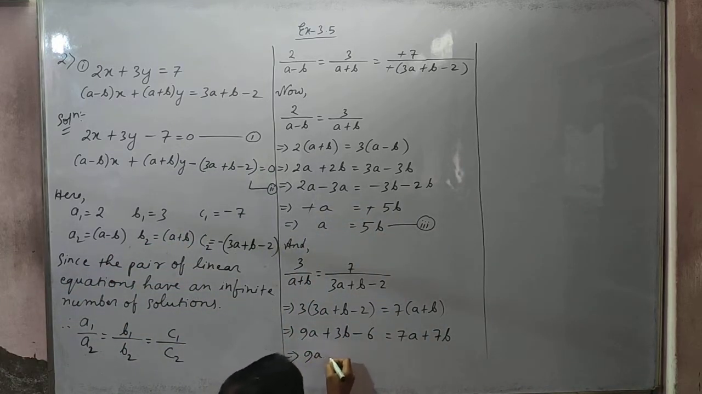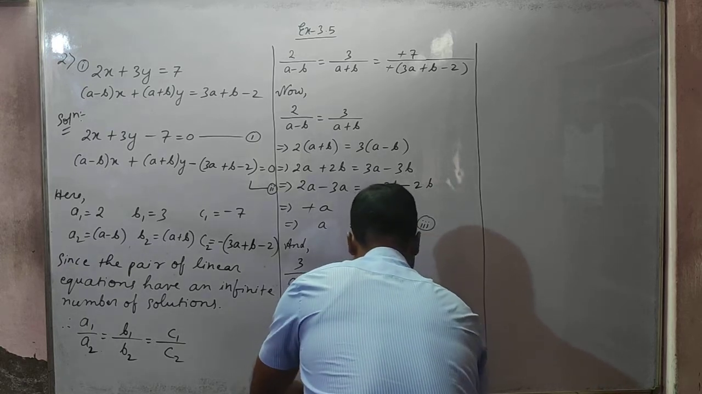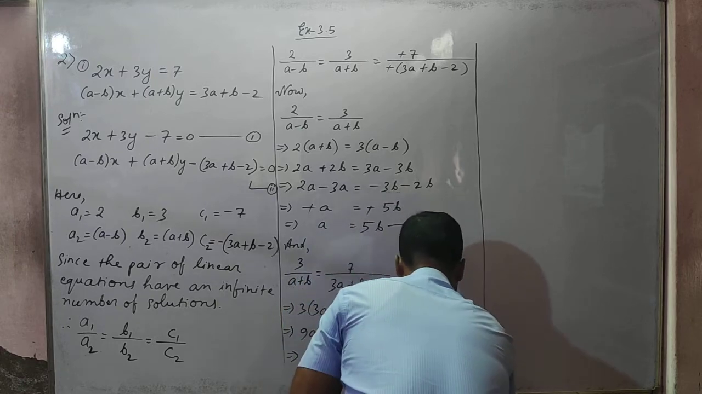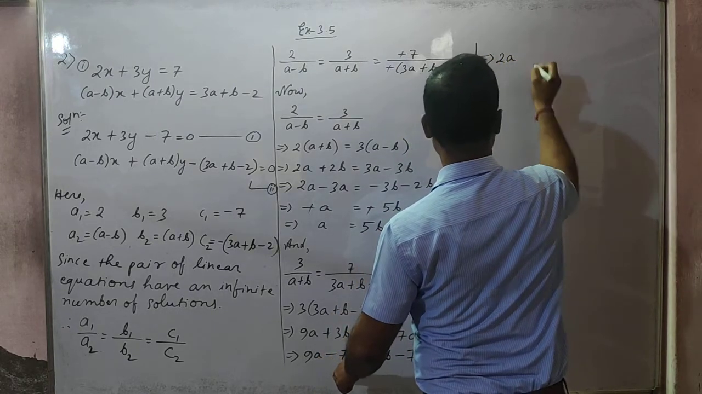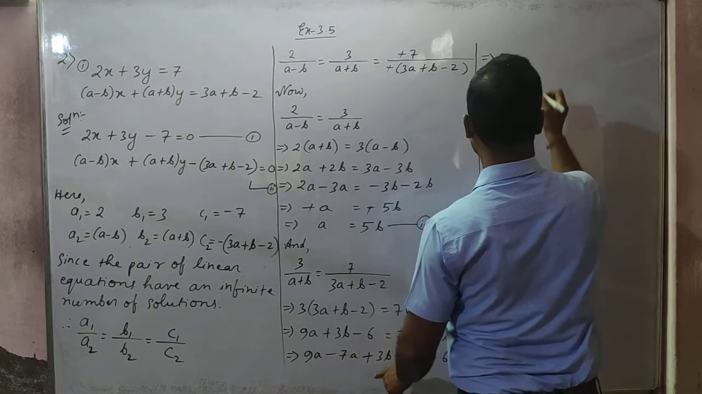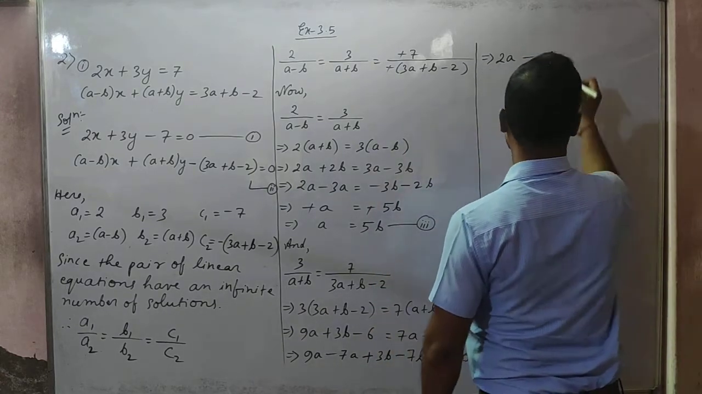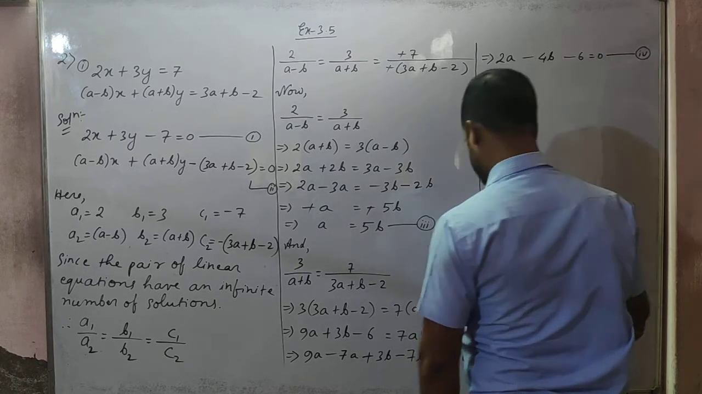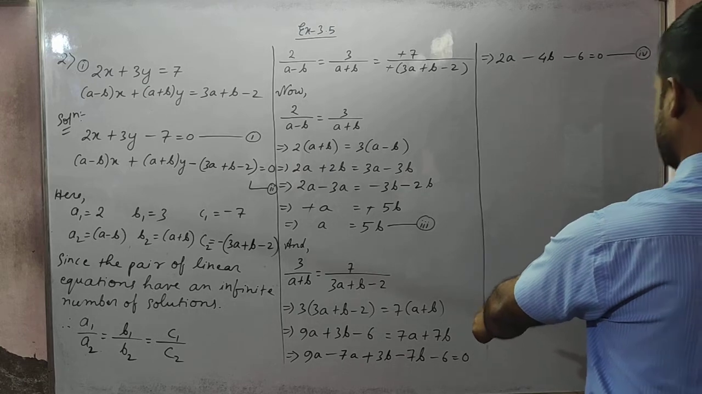So 9a minus 7a plus 3b minus 7b is 0. So 9a minus 7a means 2a, plus 3b minus 7b means minus 4b, minus 6 is equal to 0. Mark it number 4. Okay.